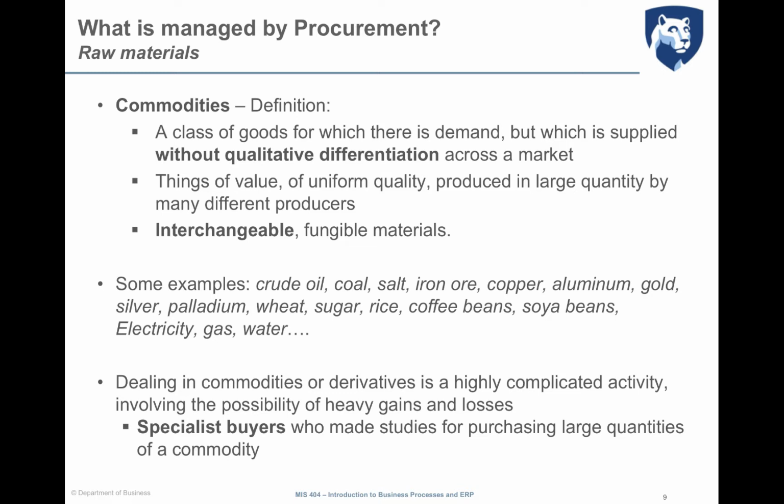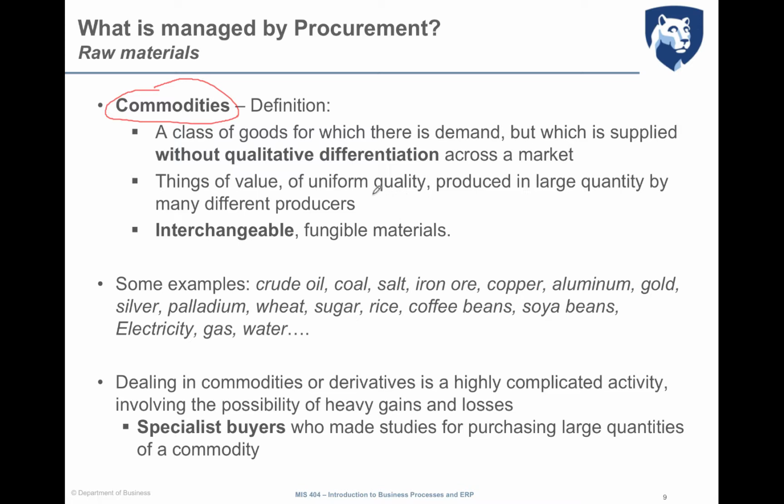We can distinguish two main types of raw materials. On one side, we have what we call commodities. Commodities are, as you can see here, a class of goods for which there is demand, but for which there is a supply without qualitative differentiator across the market. So a commodity is something which is needed by companies, but not in a differentiated way from company to company. They are things of value, which can also be of very large value, but they require uniform quality.